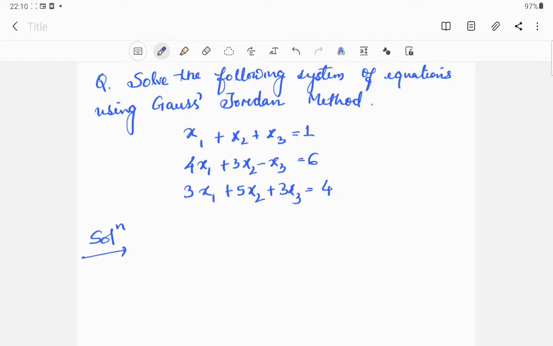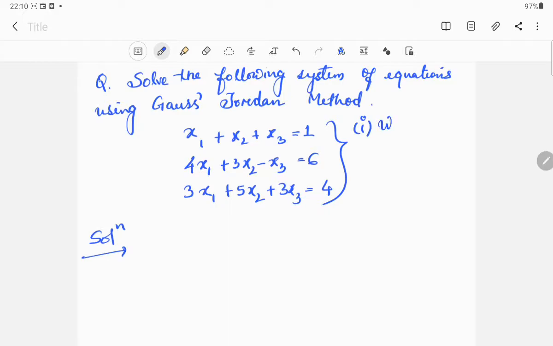You remember the Gauss elimination method. There our aim was basically to convert the matrix into an upper triangular matrix. Here we are not doing that. We will be converting this matrix into a diagonal matrix. I will show you how. This system of equations can be solved in two ways.